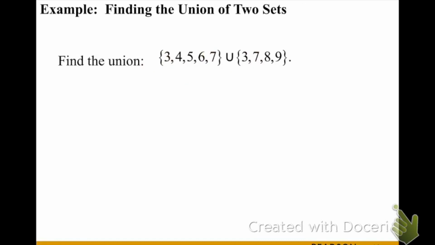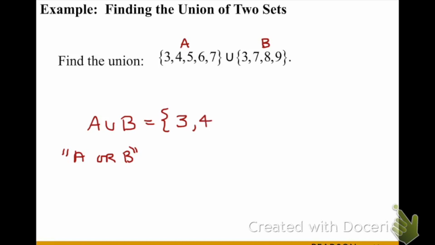Now let's find the union of this. In this case, remember the union is going to be all elements in our first set or in our second set. So if I call that first set A and that second set B again, then A union B would be all the elements. In this case, it would be all our elements in the first set, so we can just go ahead and bring those down, 3, 4, 5, 6, and 7.